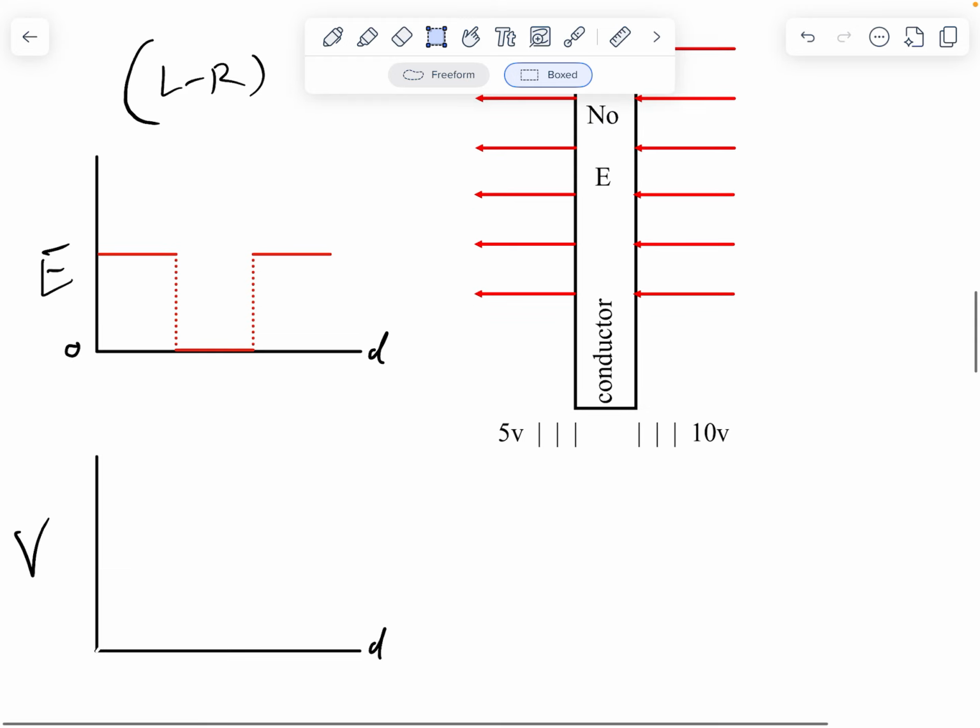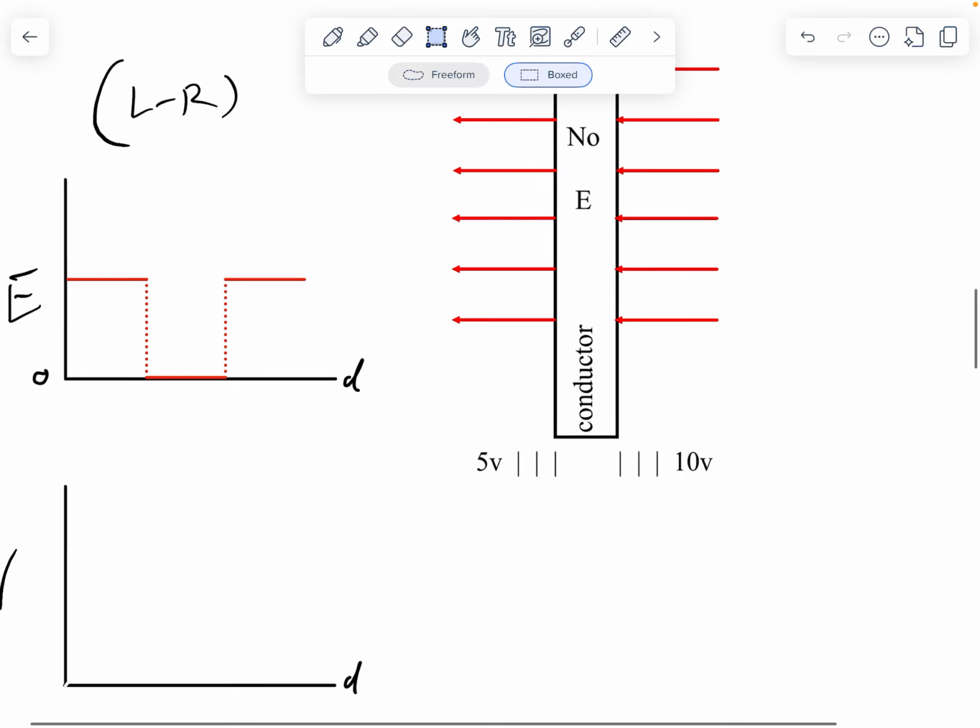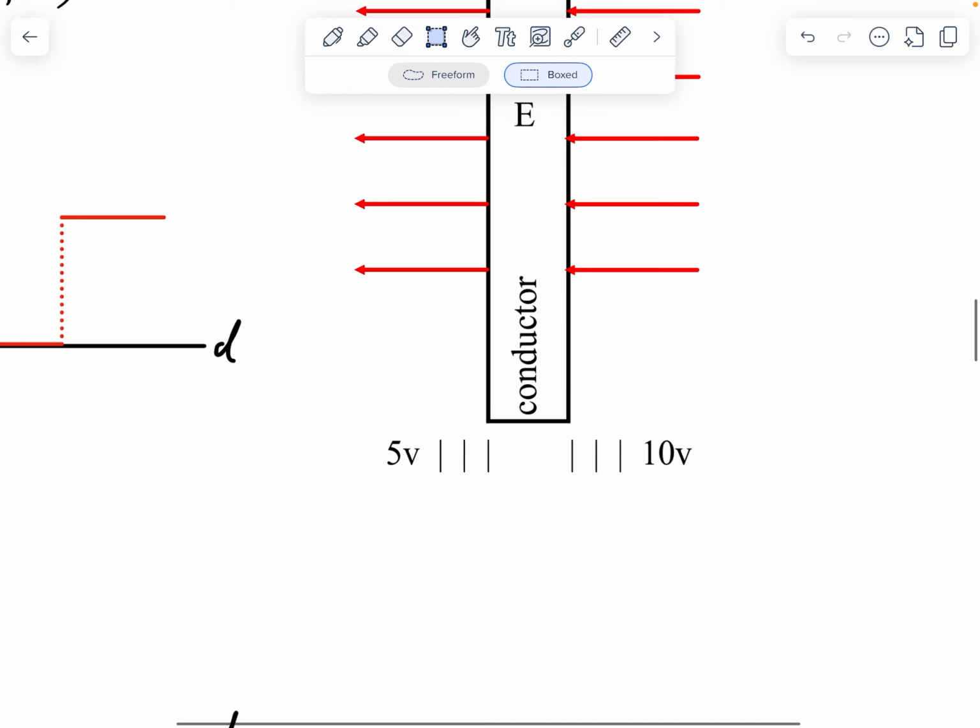Now, what about the voltage? I can see it right down over here. I gave myself some talking points here. The voltage would increase from 5, so look at the little tick mark. We get 5, 6, 7, 8. It would hit the conductor. No change in voltage inside the conductor. When I come back out, you can see the tick line. Let me count. So this is 5, and then 6, 7, 8.